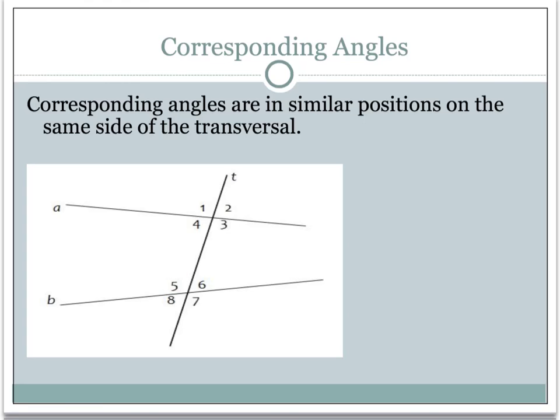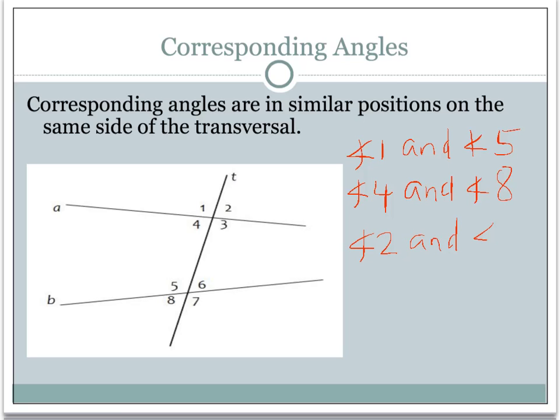They're in similar positions, but on the same side of the transversal. So angle 1 and angle 5 are considered corresponding. Again, angle 4 and angle 8 are considered corresponding because they're on the same side of the transversal and their angles are both below their lines that they're with. We could also go to the other side of the transversal and we would have angle 2 and angle 6 are considered corresponding, and then angle 3 and angle 7 are considered corresponding.